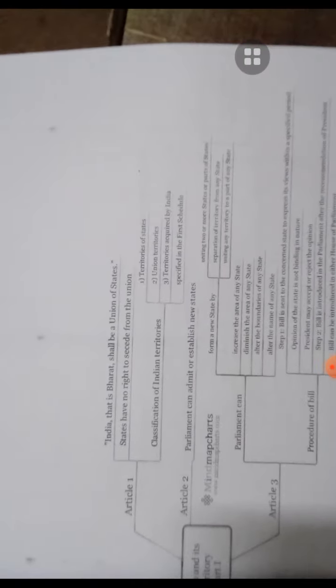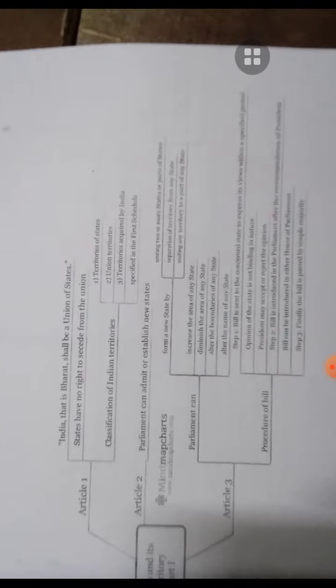Next, Article 1: India, that is Bharat, shall be a Union of States. States have no right to secede from the Union. Classification of India: territory of states, union territories, and territories that may be acquired, specified in the First Schedule. Parliament can admit or establish new states by law.